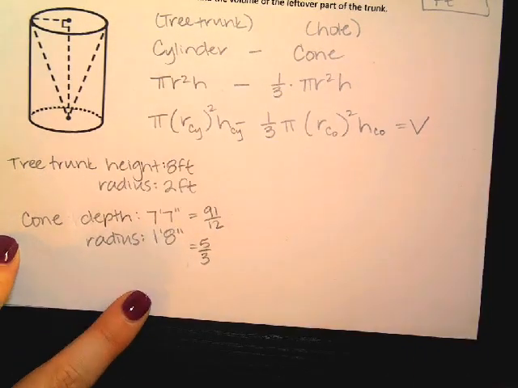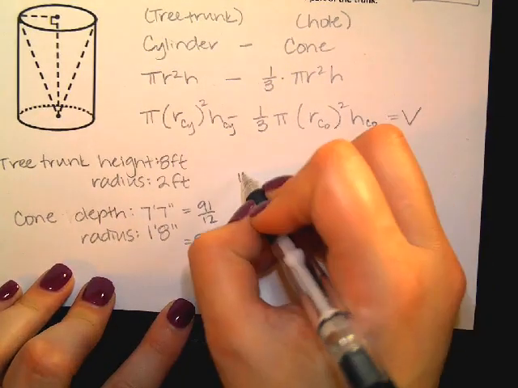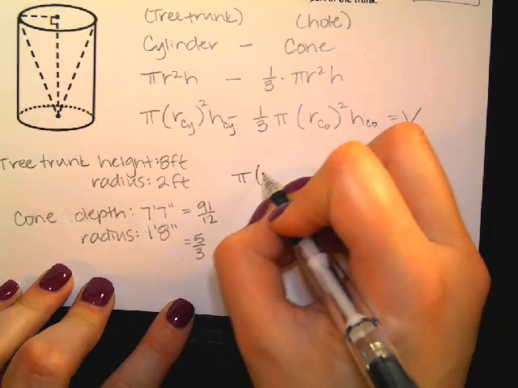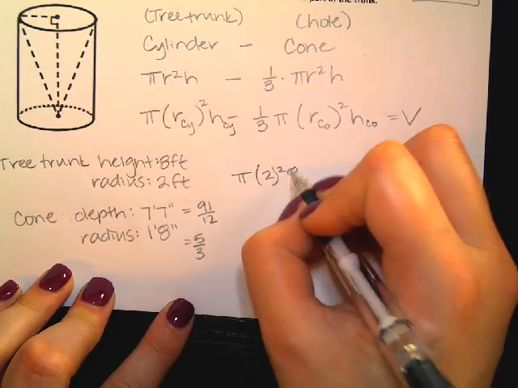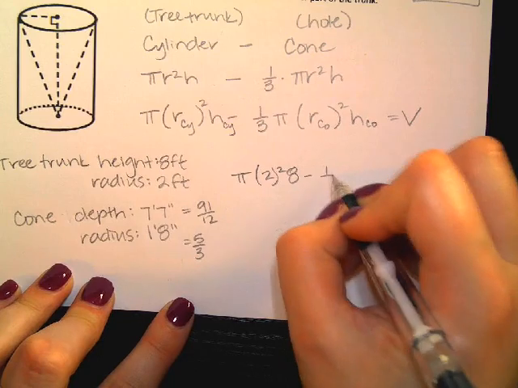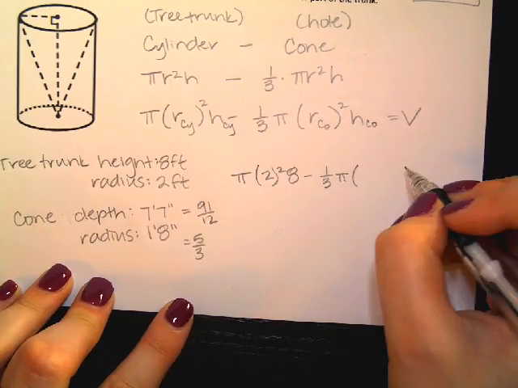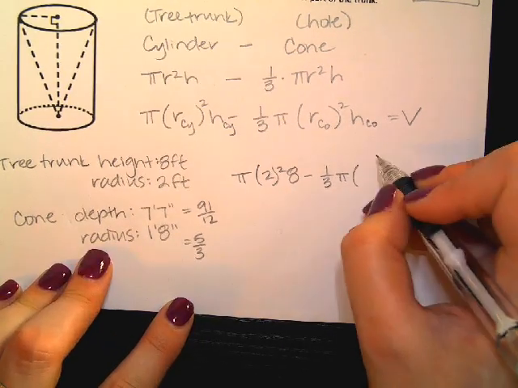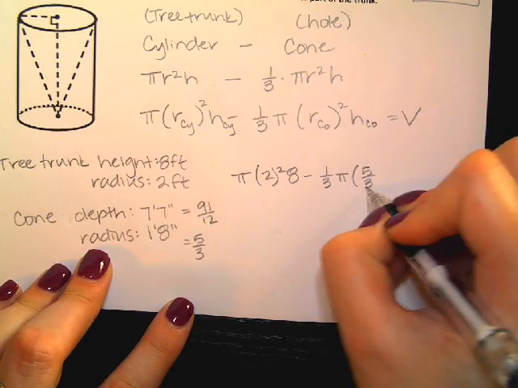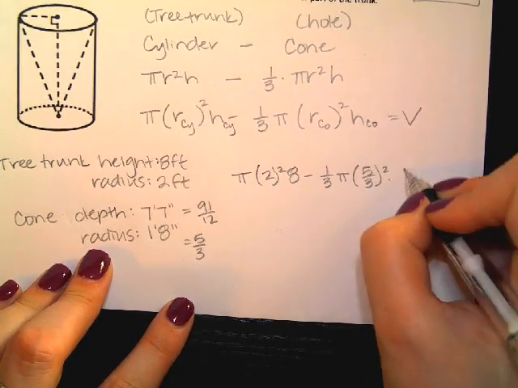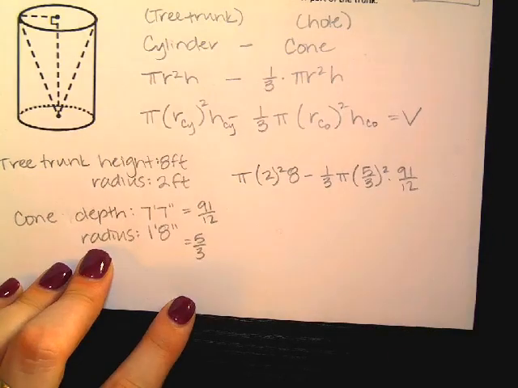Okay, so when we do this one, we're going to have pi times the radius of the cylinder squared times the height of the cylinder minus 1/3 pi times the radius of the cone times the height of the cone. And that's our overall volume.